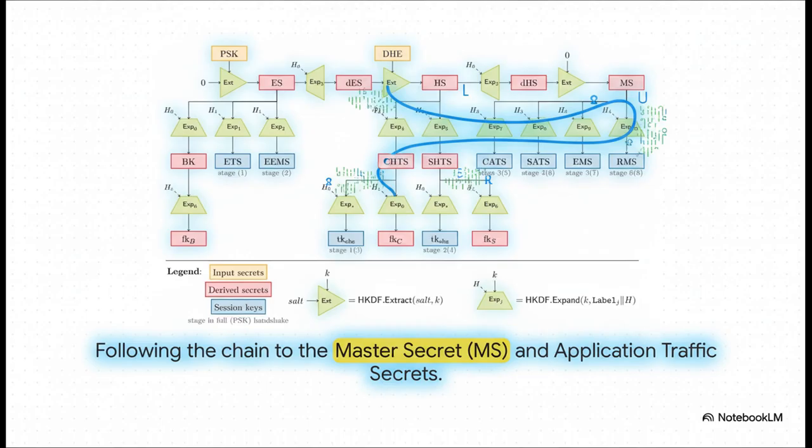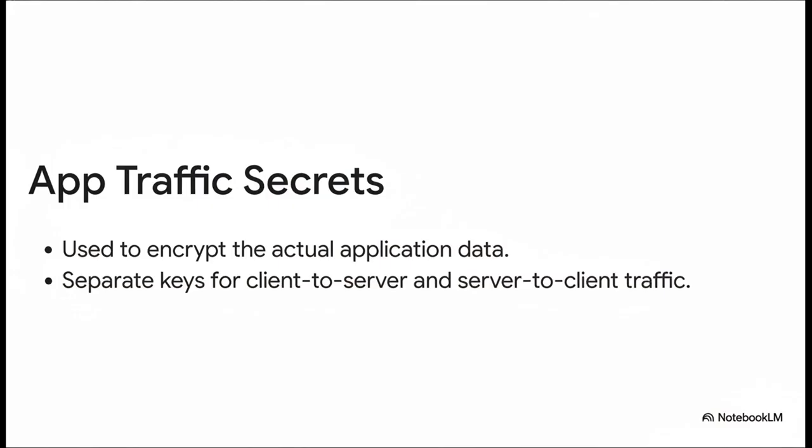This is the end of the line. We now have the keys that will protect our data. And honestly, these are the keys that really matter for your privacy. The application traffic secrets are the workhorses of the entire secure session. And you'll notice there are separate keys for data flowing from you to the server and for data flowing from the server back to you. This ensures that the conversation is completely secure in both directions.